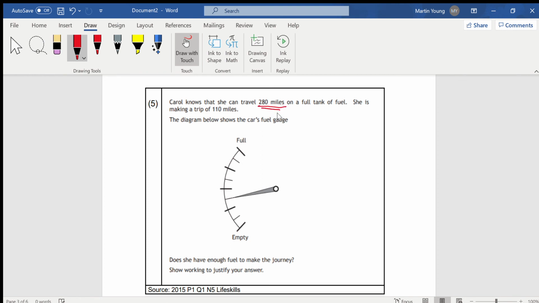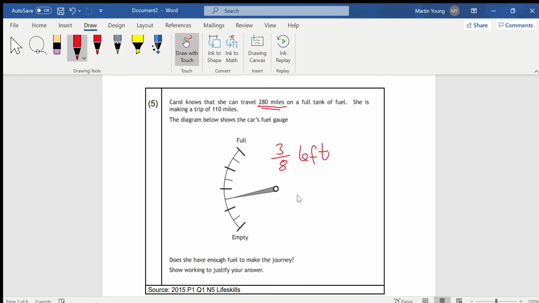If she knows that a full tank's 280 miles, if we work out what fraction of fuel she's got left, we can work out the actual miles that she can travel. So let's take a look at the total number of segments I've got. I've got 1, 2, 3, 4, 5, 6, 7, 8, and I have gone 1, 2, 3. So she has 3/8 left.